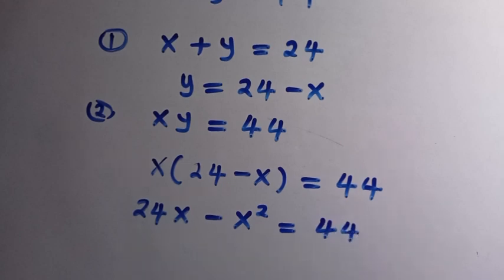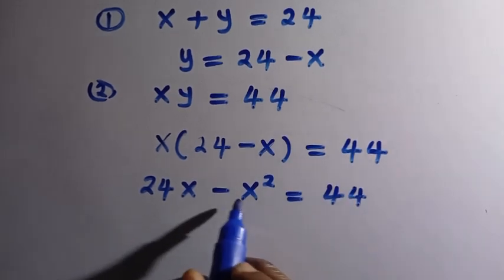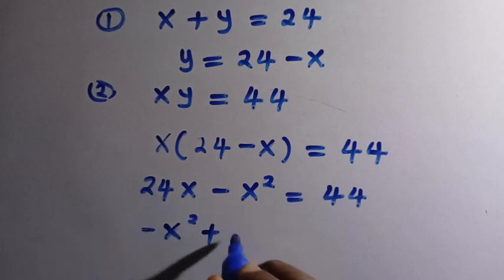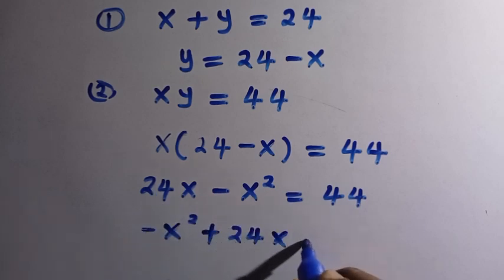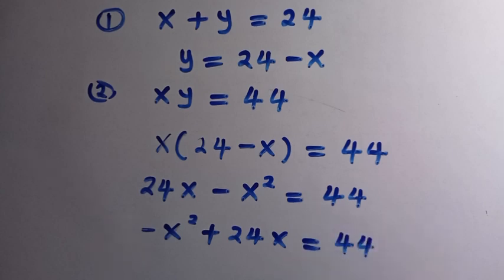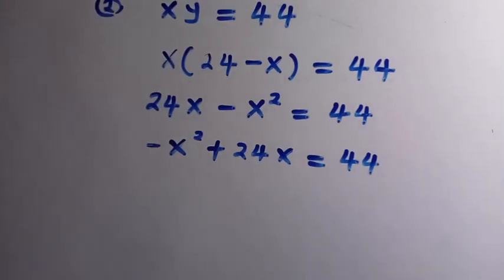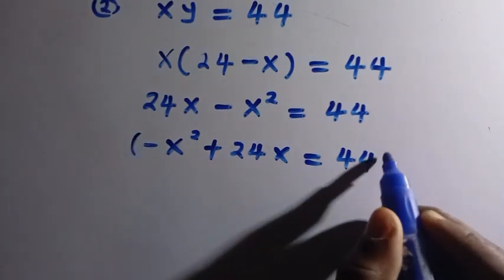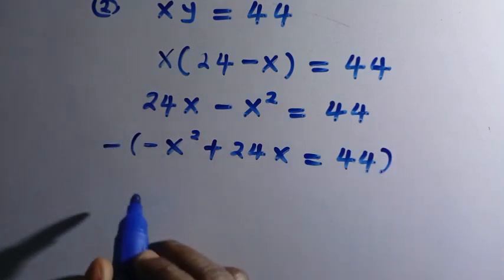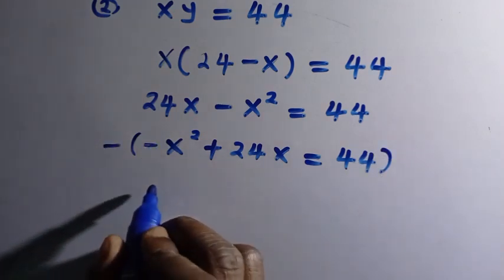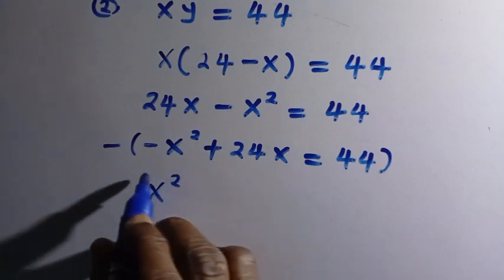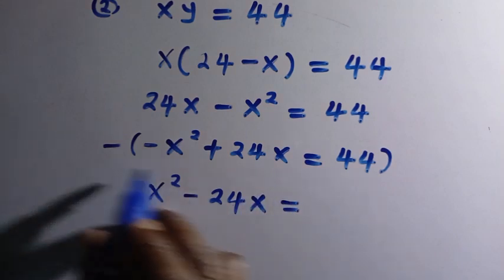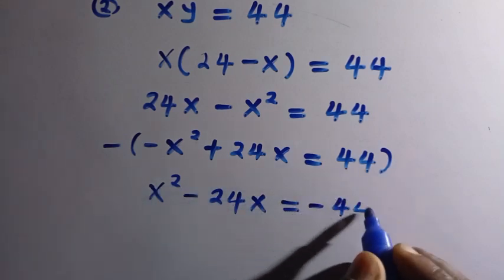And from here, let's transfer this minus x squared here. We have minus x squared, and here is plus 24x equals 44. Then in the next step, let's open this with negative. We have to multiply this one with negative. So minus times minus here, we have x squared. Minus times plus, we have minus 24x equals, so minus we multiply this, we have minus 44.